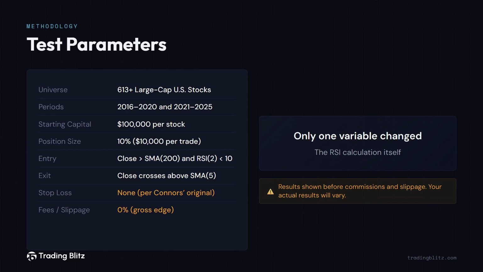Now, everything else about the strategy stayed exactly the same. The stock price must be above the 200-period SMA.